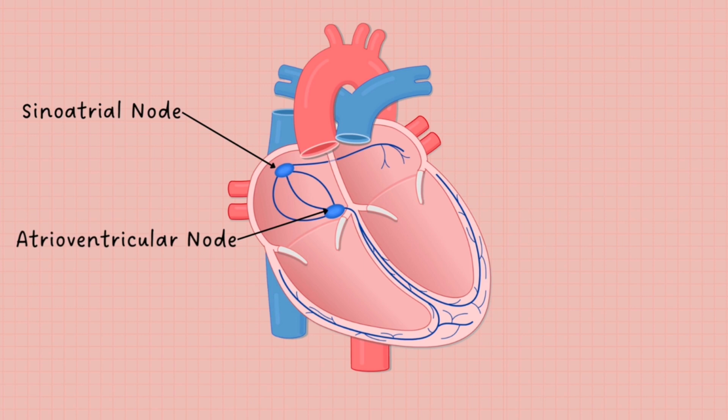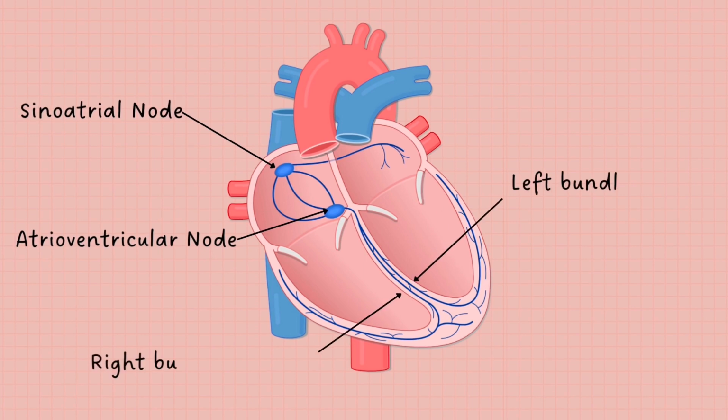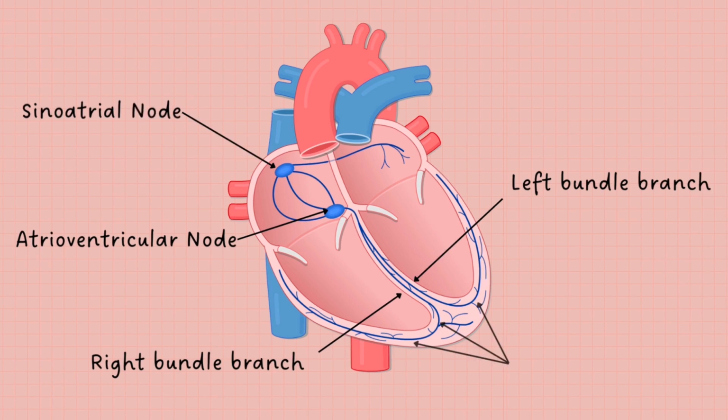The AV node receives the signal and passes it to the bundle of His, which is divided into left and right bundle branches. Both of them conduct the impulse toward the apex of the heart. Then the signal passes to the next component, which is the Purkinje fiber, turning upwards and spreading to the ventricular myocardium. The electrical activity can be recorded in the form of an ECG.